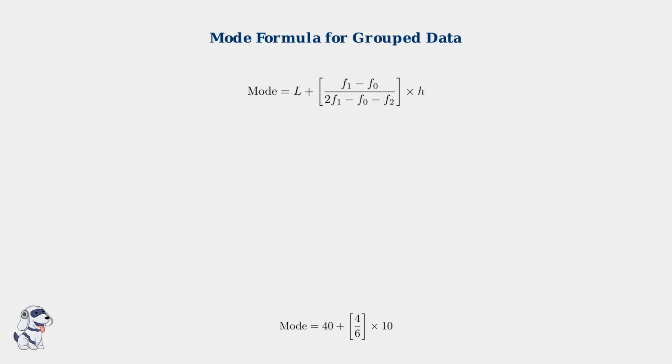Then we multiply this by the class width of 10 to get 6.67. Finally, we add this to the lower boundary of 40. Therefore, the mode of our grouped data is 46.67. This means that the most frequently occurring value in our test score distribution is approximately 46.67 points, which falls within the modal class interval of 40 to 50.